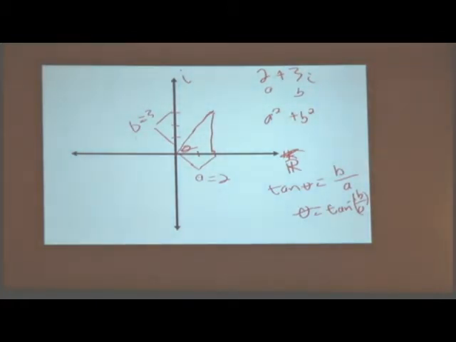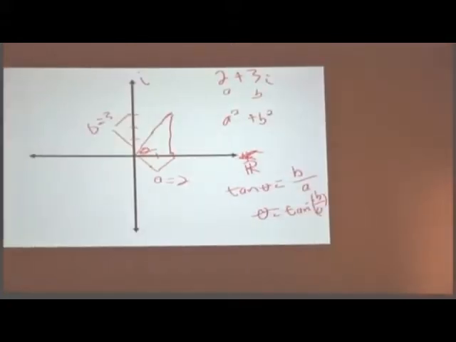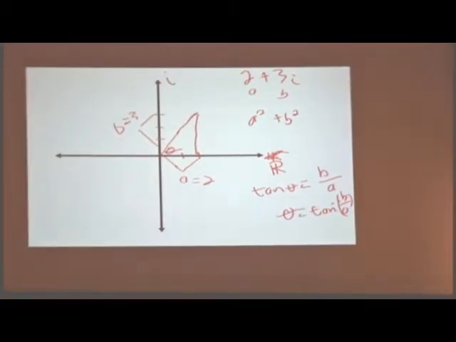When we graph it, we go over 2 units on the real axis and then up 3 units on the imaginary axis. We can construct a triangle out of it and look at the angle that's formed in relation to the real axis. To calculate that, the tangent of theta is the side b over the side a, and we solve for theta, so theta would be the arctangent of b over a.